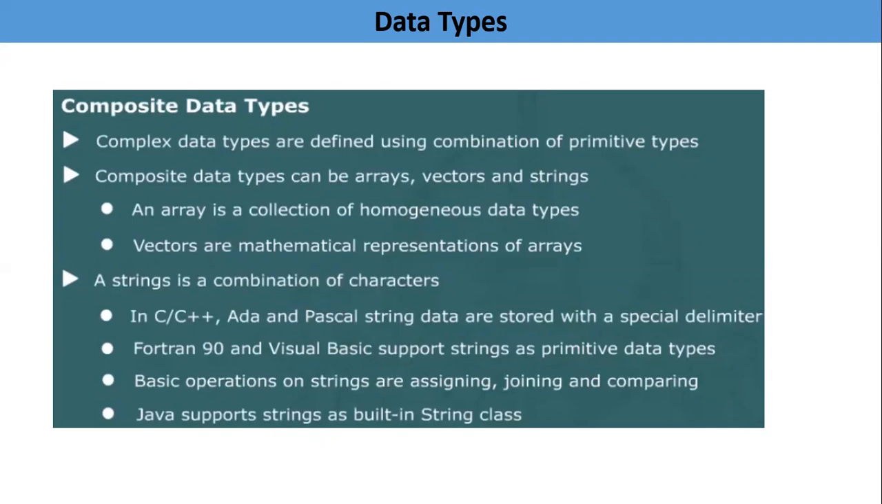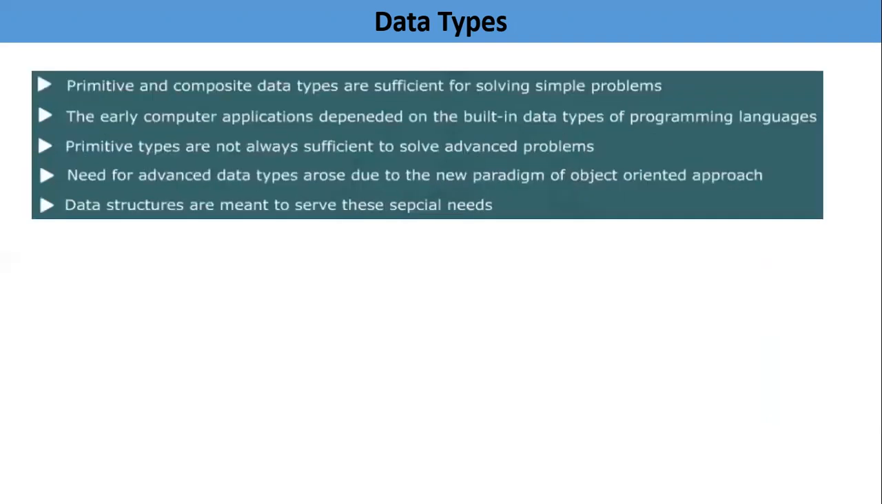In C or C++ and Pascal programming, string data are stored with a special delimiter. Fortran 90 and Visual Basic support strings as primitive data types. Basic operations on strings are assigning, joining, and comparing. And Java supports strings as a built-in string class.